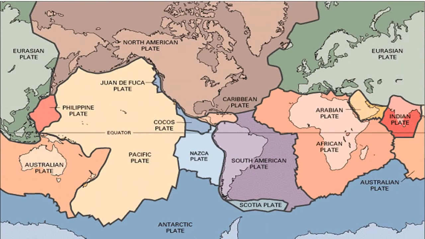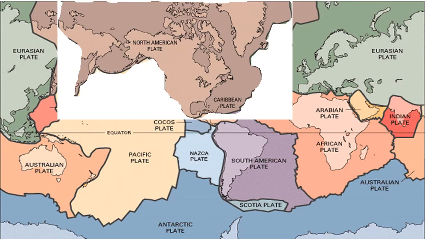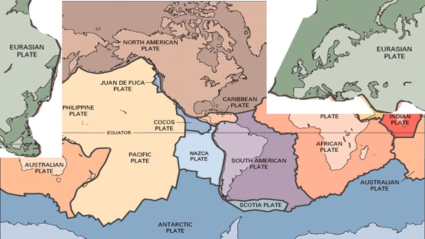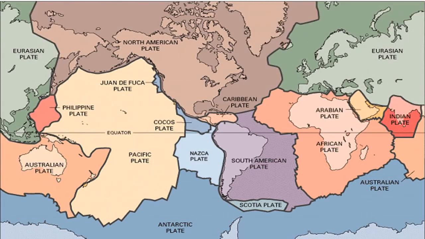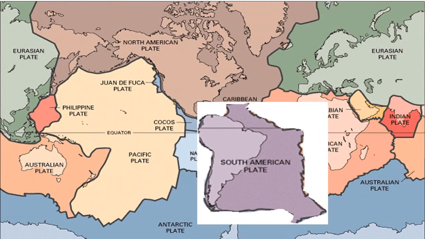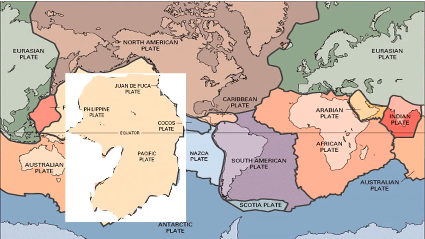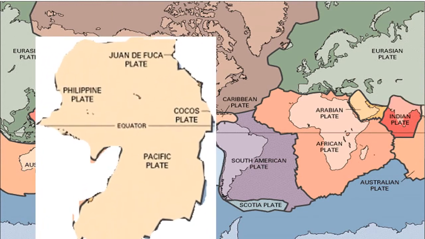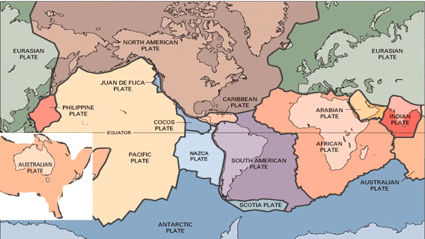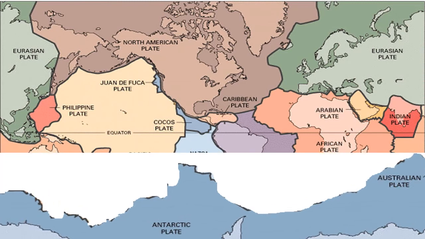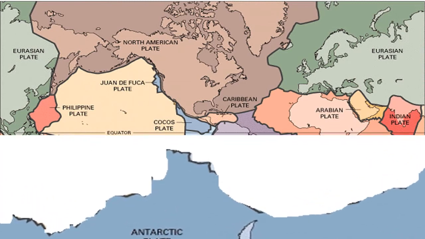There are 7 major tectonic plates. We have the North American plate. We also have the Eurasian plate, the South American plate, the Indian plate, the Pacific plate, the Australian plate, and the Antarctic plate.